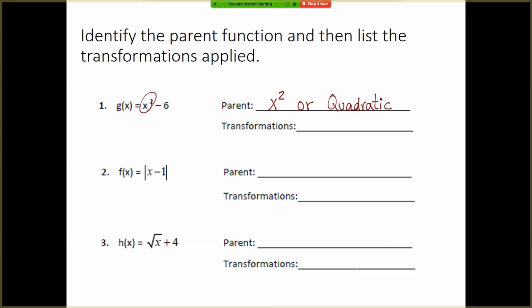And then the transformations. In this case, we've only got one occurrence of addition or subtraction, so we only have one transformation happening. This -6 is hanging out at the end. It's not in with the variable. Remember, if it's in here with x, it would have to be in parentheses before the squared. So this is hanging out at the end. When a number is hanging out at the end, it moves you up or down according to the sign. In this case, you would move down 6.